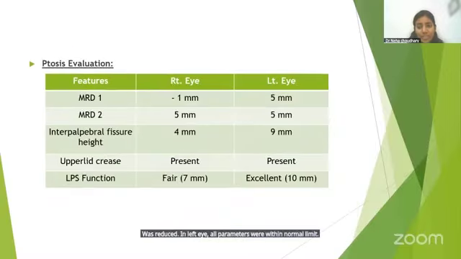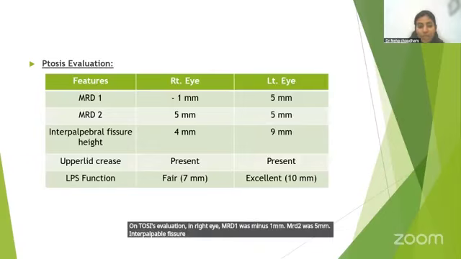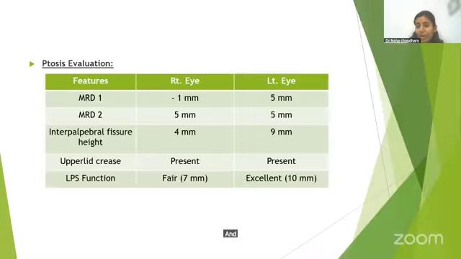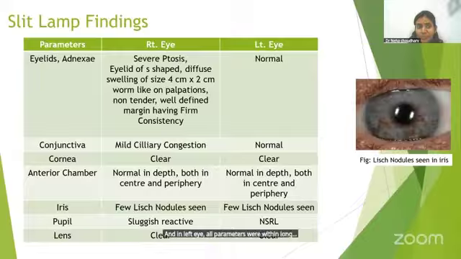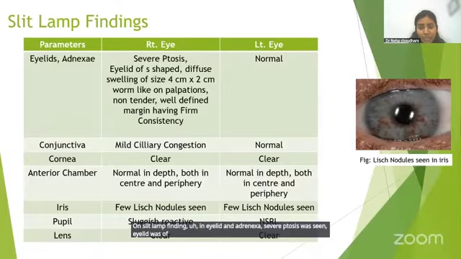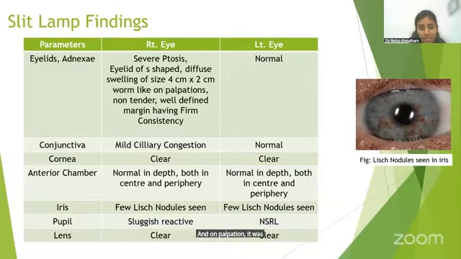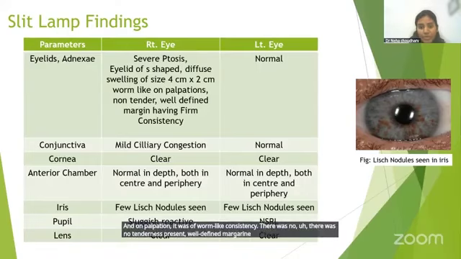On ptosis evaluation, in right eye, MRD1 was minus 1 mm, MRD2 was 5 mm, interpalpebral fissure height was 4 mm, upper lid crease present, and LPS function was fair. And in left eye, all parameters were within normal limit. On slit lamp finding, in eyelid and adnexa, severe ptosis was seen. Eyelid was of S-shaped deformity. Diffuse swelling of size 4 into 2 centimeter was seen, and on palpation, it was of worm-like consistency. There was no tenderness present, well-defined margin, and having firm consistency.